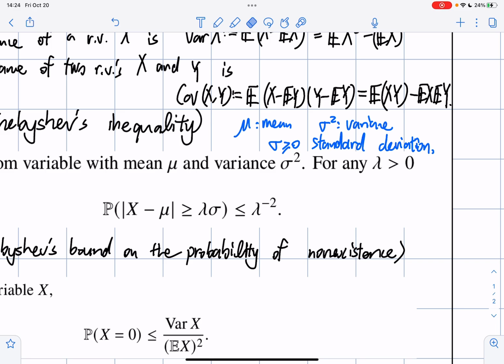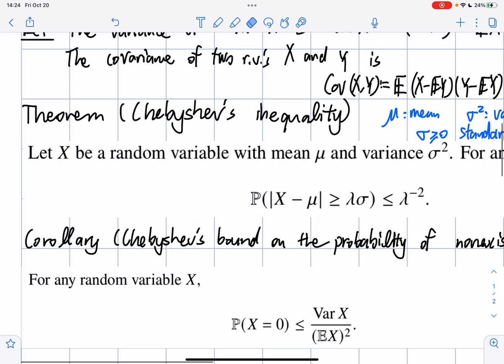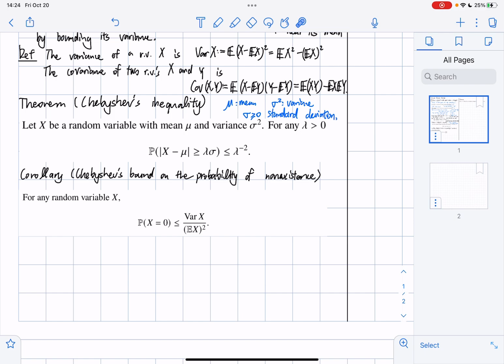The following basic result provides a concentration bound based on this variance, which is Chebyshev's bound. First, X is a random variable with mean mu and variance sigma squared, and for any positive lambda, we'll see that the probability of the random variable deviating from its mean by at least lambda sigma is less than or equal to lambda to the power of -2.